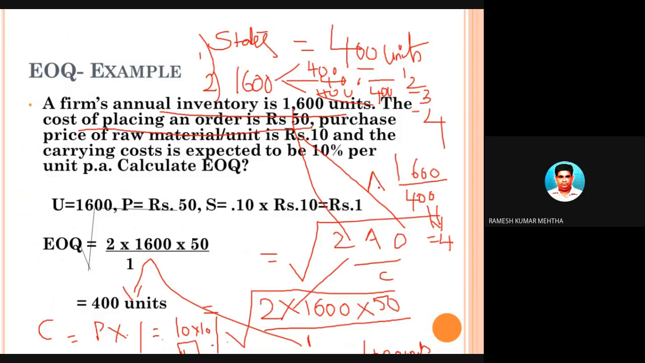How did I get this? Annual consumption by economic order quantity. The formula for the number of orders you have to place in the year is equal to annual consumption by EOQ, because this will help you find out in how many orders you are going to get your annual consumption. That is, annual consumption is 1600 units, divided by economic order quantity, which just now you found is 400 units. So 1600 units divided by 400 units is 4 orders you are placing per annum.